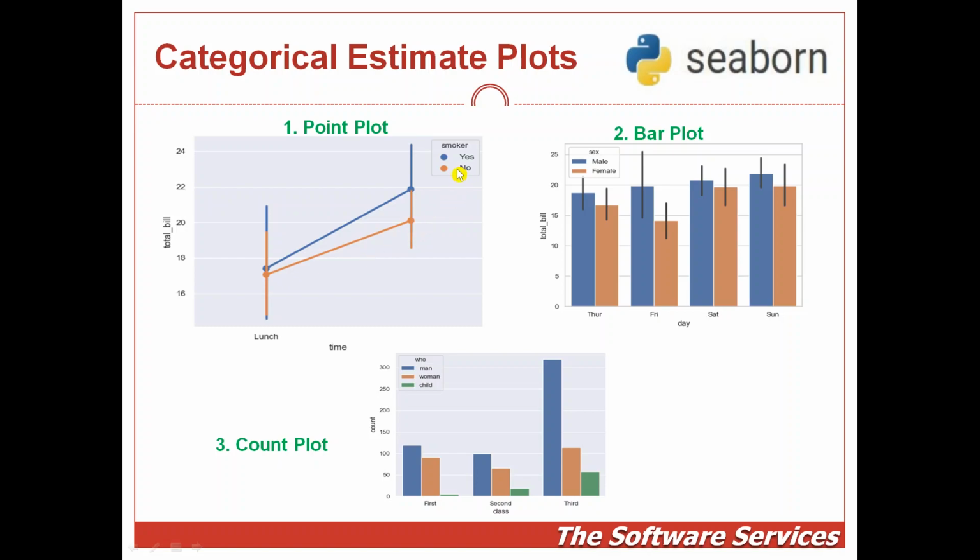And if he is a non-smoker, what is his activity in the lunch time? He paid an amount between these two. This is the mean value, and to the maximum, okay. So minimum to the maximum in the lunch time. Right. So this is about point plot, and what we are doing is the estimation between the means, okay.